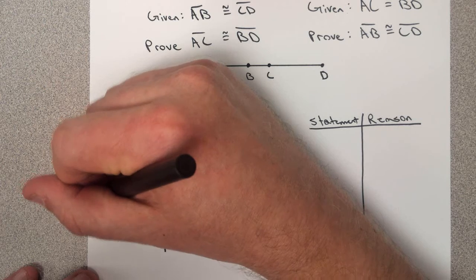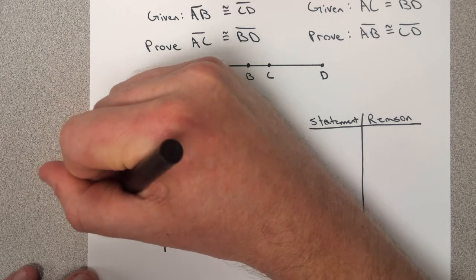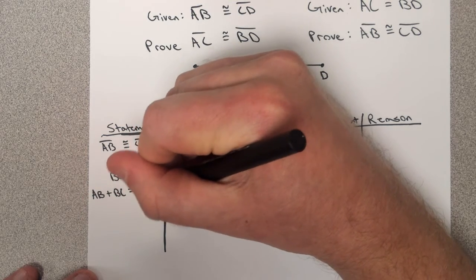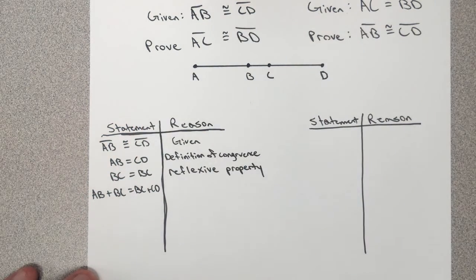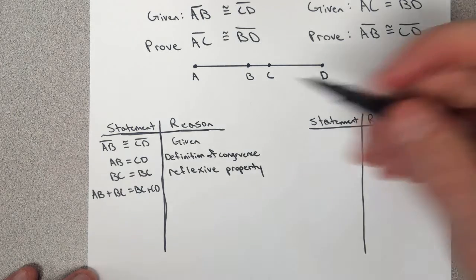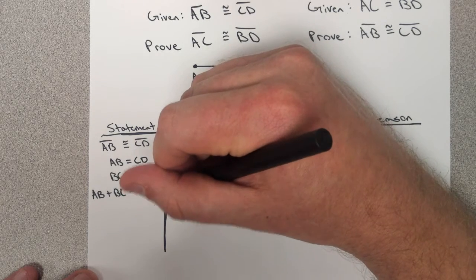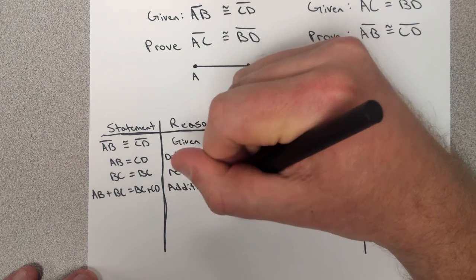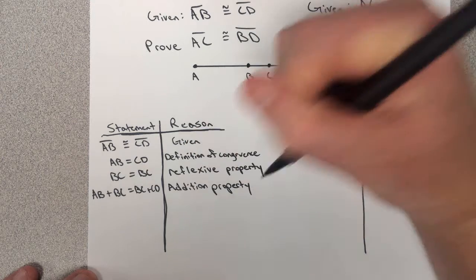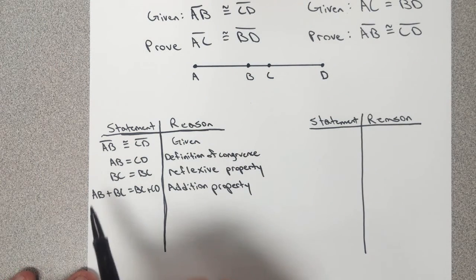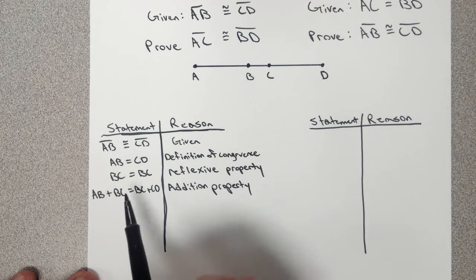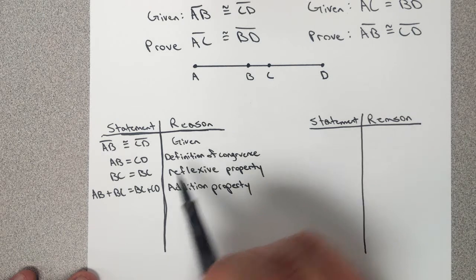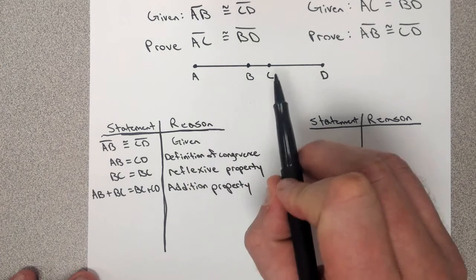So if we add it to both sides, we can say AB plus BC is equal to BC plus CD. We can add the same thing to both sides because that is the addition property of equality. And now, what is AB plus BC? It is, in fact, the segment AC.